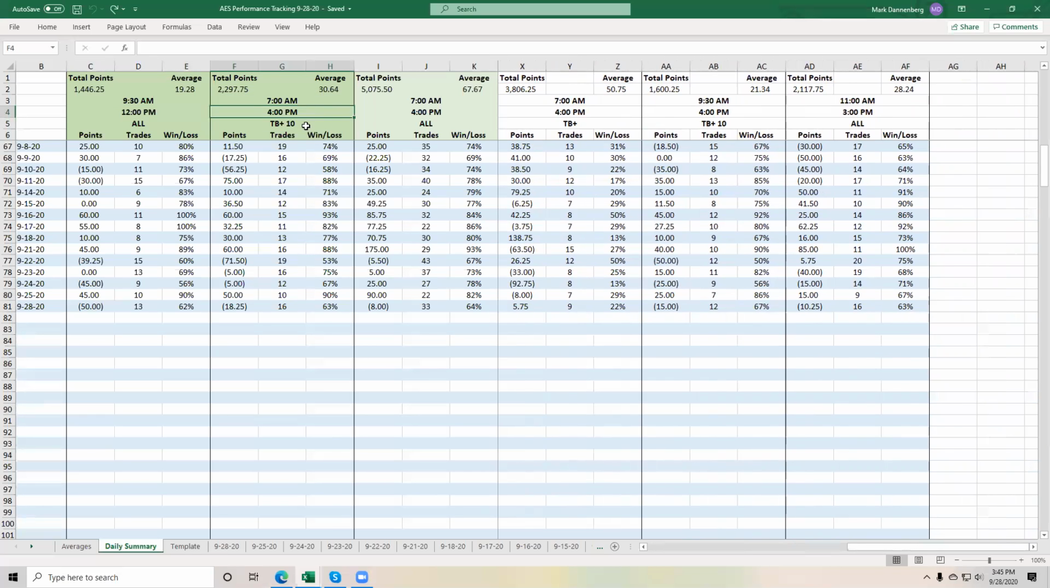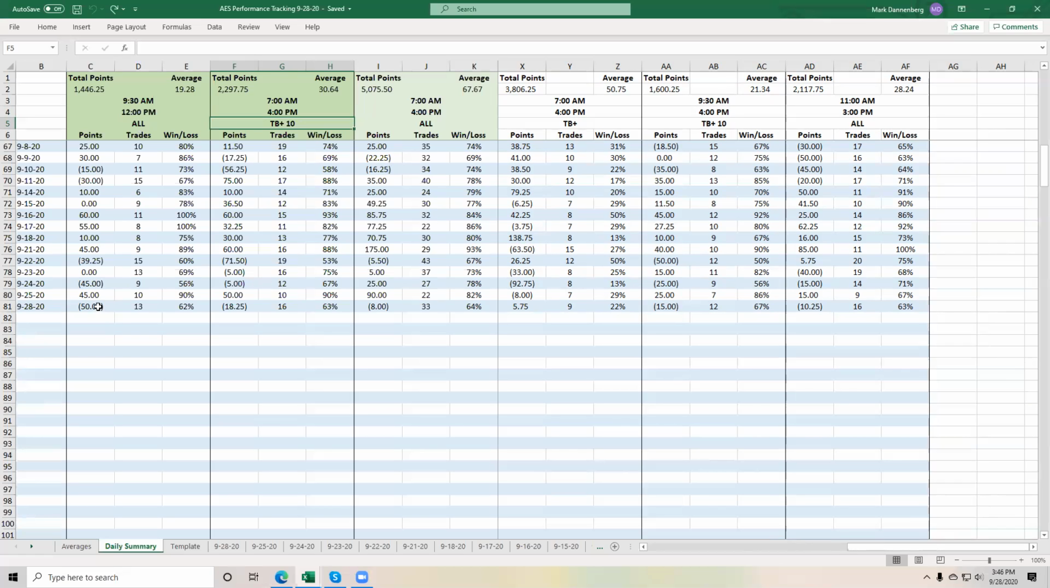The other category that we track is from 7 a.m. to 4 p.m., taking only the trend bias trades as well as the continuation trades. And then we do highlight another category which we have identified in the last few weeks as kind of our optimum performing category in terms of point production, and that is from 7 to 4 all signals. So here we have 9:30 to noon all signals. Here we have 7 to 4, just 2 signals, the trend bias and the continuation. And then here we have 7 to 4 all signals.